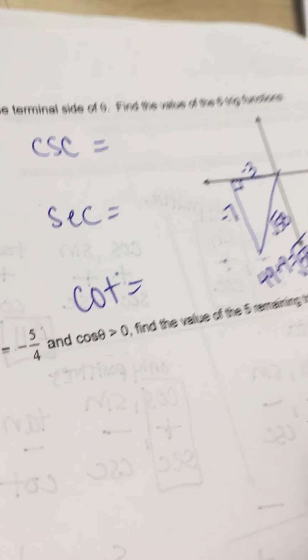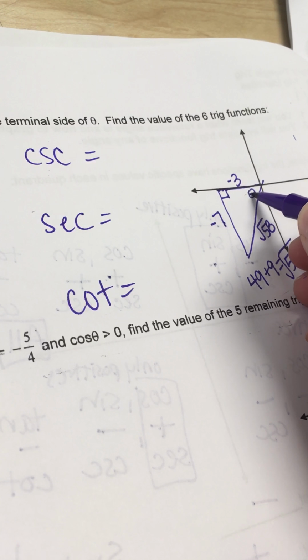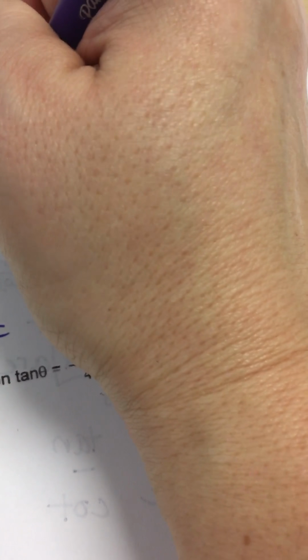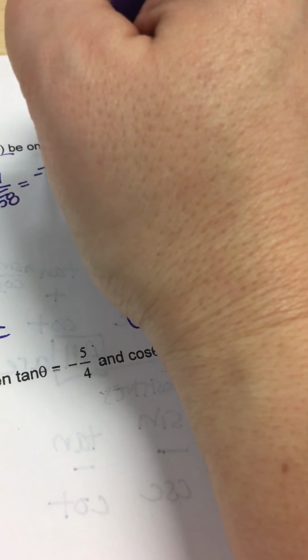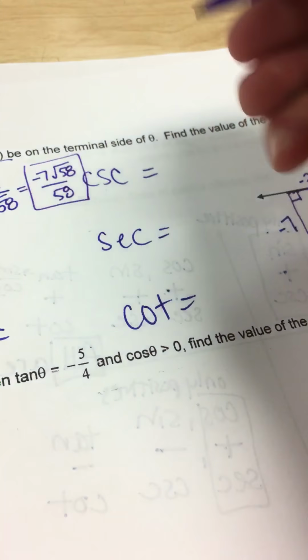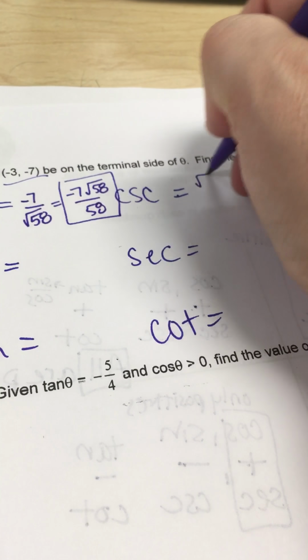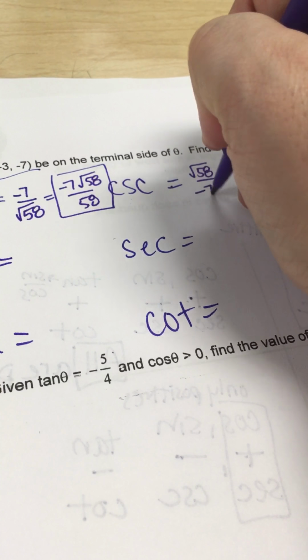So theta is sitting here at the origin. Sine is opposite over hypotenuse, so -7 over root 58. Of course, rationalize: -7 root 58 over 58. Now cosecant, we'll flip, and either one's easier. The first one seems easier because you don't have to rationalize again.